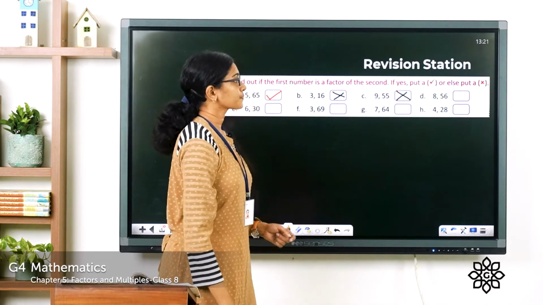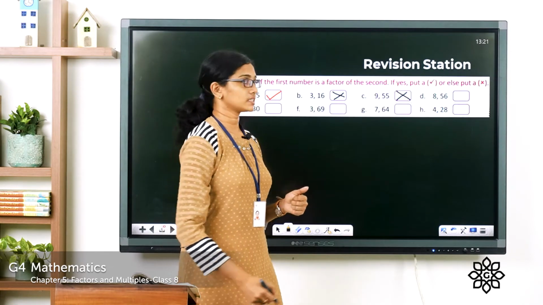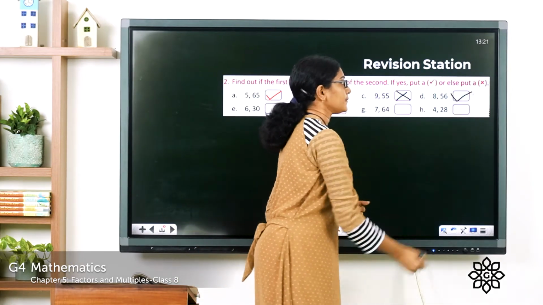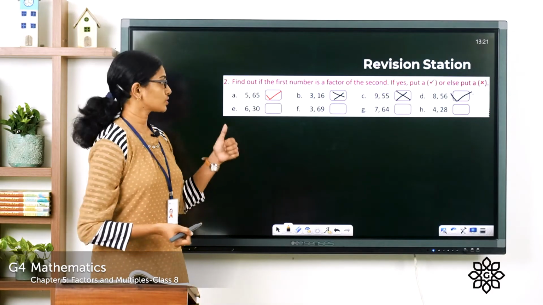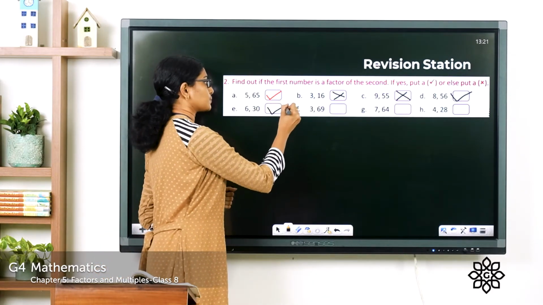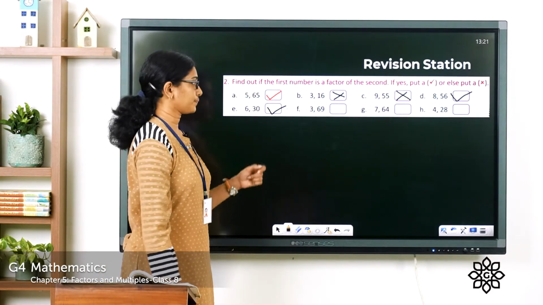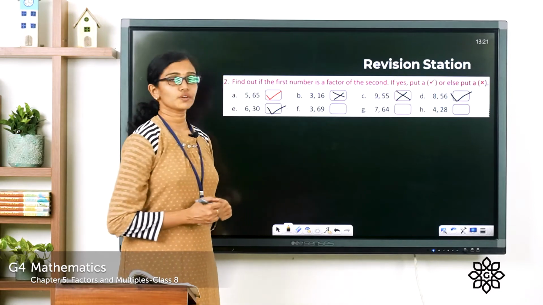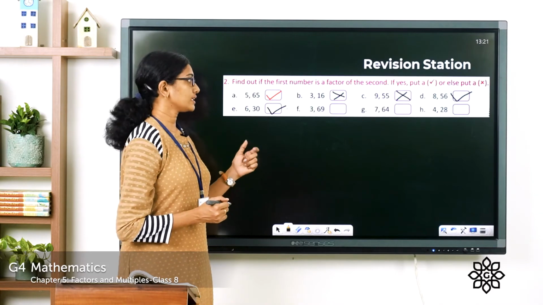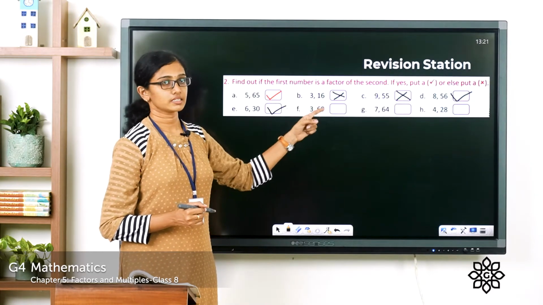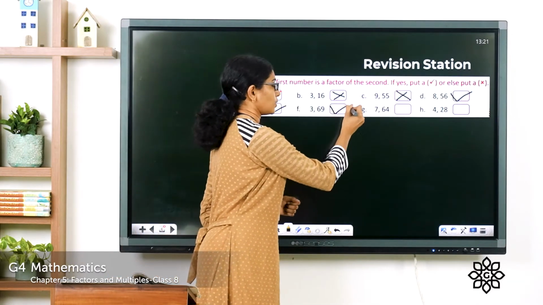Now what about D, 8 and 56? We know 8 sevens are 56. So 8 is a factor of 56. So let's put a tick there. Now question E, 6 and 30. 6 fives are 30. So 6 is a factor of 30. So let's put a tick over there. Now question F, 3 and 69. Is 3 a factor of 69? Is there any number which can be multiplied with 3 to get 69? Yes, we know 23 threes are 69. So 3 is a factor of 69. So let's put a tick over here.